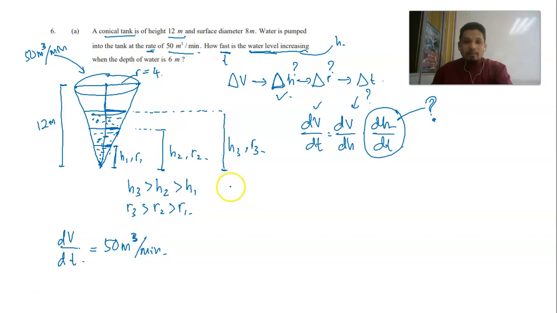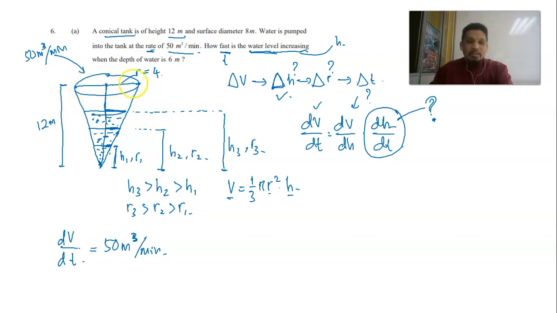Let's write down the formula of the volume. V equals, this is a cone, so 1/3 pi r squared h, where the surface of the conical tank is a circle, pi r squared, and then the height. Now, we have three variables here: V, r, and h. So we are going to find dV/dh, meaning, what about this r? Okay, let's get back to the question here.